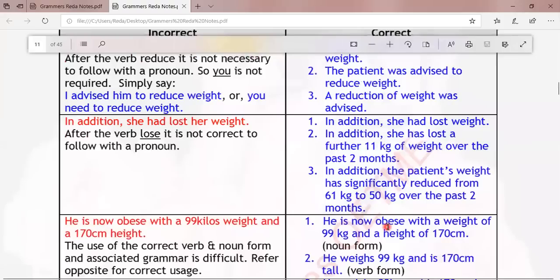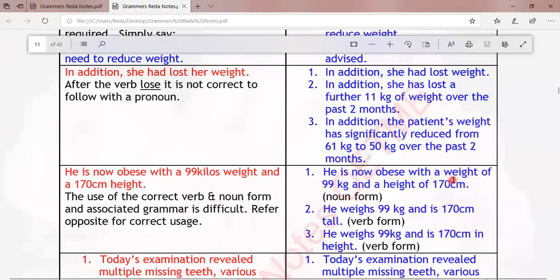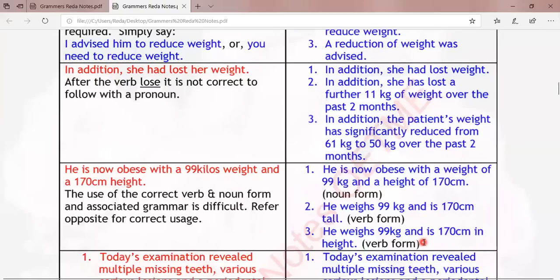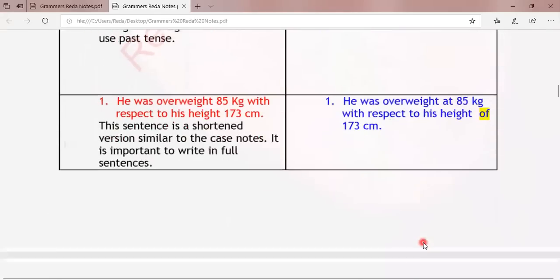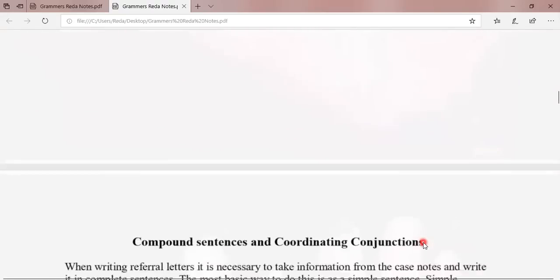She's now obese with a weight of 99 kilograms and the height of, okay, this is a noun form. Okay, she weighs 99 kilograms and is 170 centimeters tall. Okay, today's examination revealed, very nice words, so try to learn from here. Try to take these sentences as a guide and guard from mistakes. Okay, if you go like that, you will be perfect in writing.